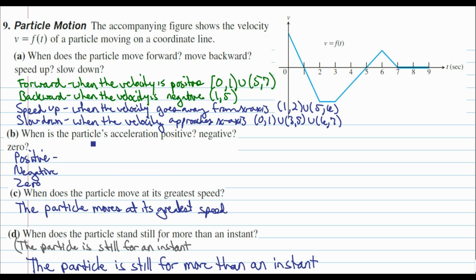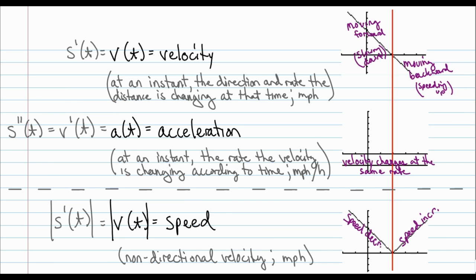Now question B is, when is the particle's acceleration positive, negative, and 0? Okay, wait a second. The acceleration is the derivative of velocity. So acceleration are the slopes of the secants or tangents in the velocity curve. So if the slopes are positive, the acceleration will be positive. If the slopes are negative, the acceleration will be negative.